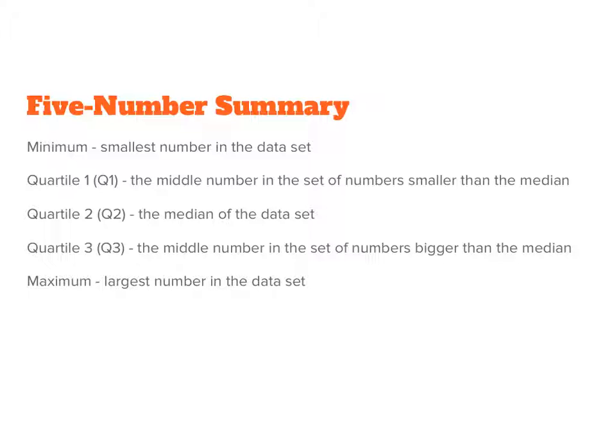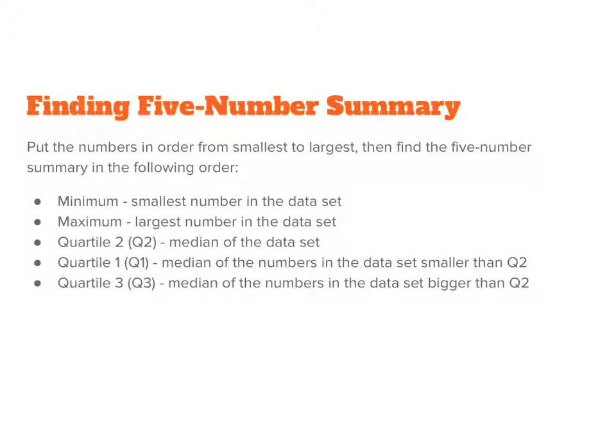It's got the minimum, which is the smallest number in the data set. Quartile 1, or we'll refer to it as Q1, that's the middle number in the set of numbers that are smaller than the median. We've got our quartile 2, or Q2, that's our median of the data set, same as the last section. Quartile 3, or Q3, that's the middle number in the set of numbers that are bigger than the median. And then the maximum is the largest number in the data set.